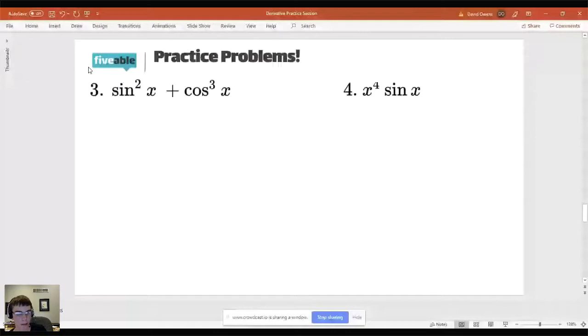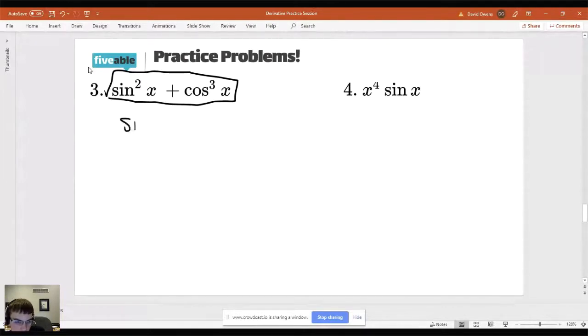Sine squared x plus cosine cubed x. If we look at this and make a game plan, we can see that we've got these two functions added together, so we're going to have to do two chain rules and an addition rule. So sine squared x, as we learned earlier, is really just, if we rewrite this as sine x squared plus cosine x cubed, we can see what we have here.